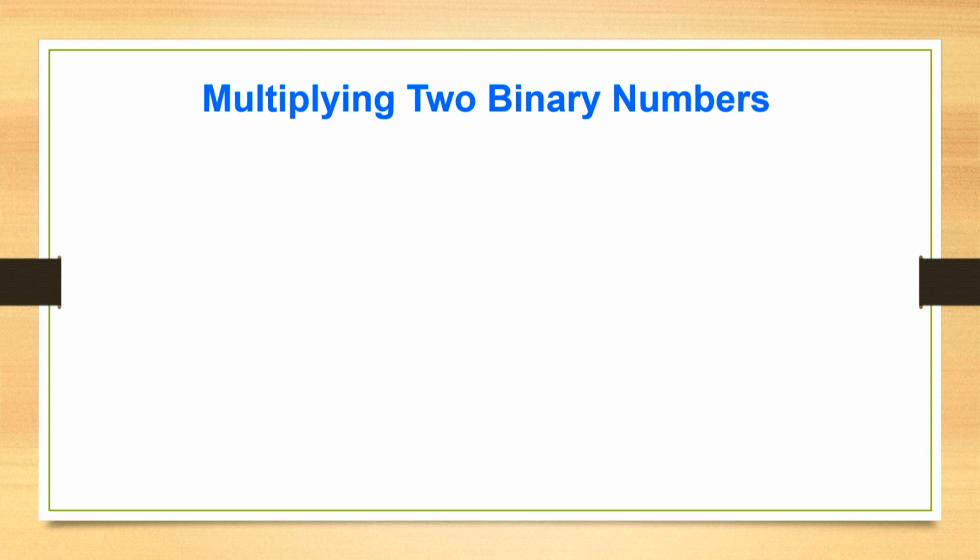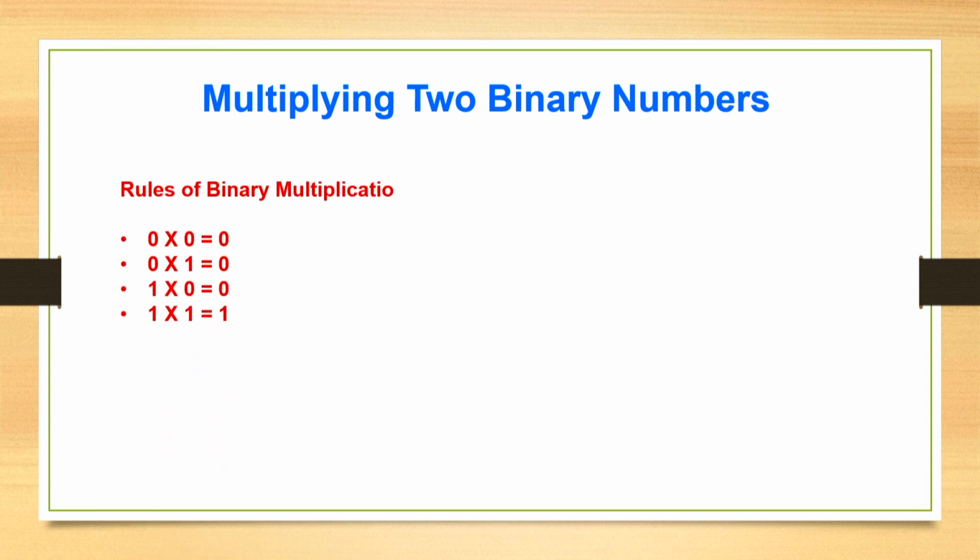Next, I will discuss the multiplication of a binary number. Multiplication of a binary number is done by using the following rules. It is 0 into 0 is equal to 0, 0 into 1 is 0, 1 into 0 is 0, 1 into 1 is 1, same as the case of your decimal number system.